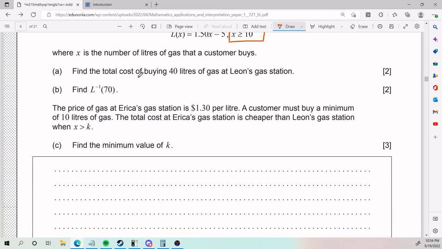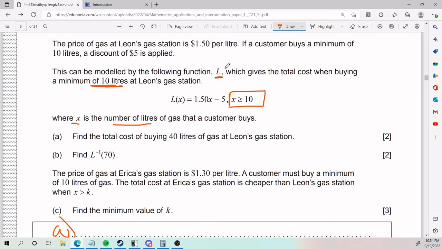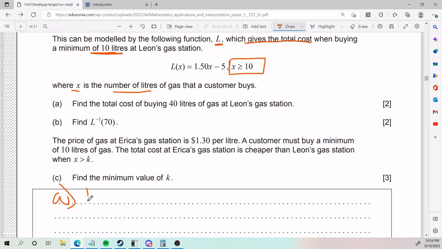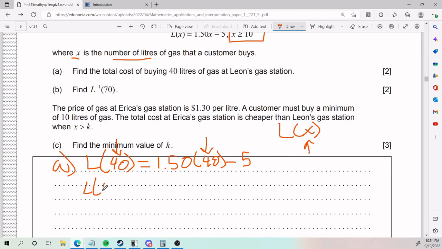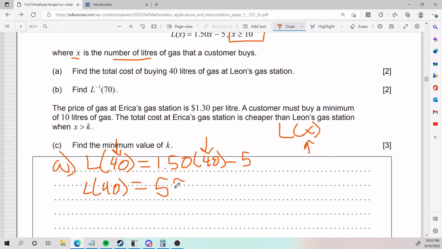Part A. Find the total cost of buying 40 liters of gas at Leon's gas station. All right, pretty easy. If x is the number of liters, then what is the total cost? Well, the total cost is L, because they tell us that L gives the total cost. L of 40 equals 1.50 times 40 minus 5. Anytime they say L of x and you plug in a number for x, that's what it's telling you. So L of 40 is 1.50 times 40, which is 60, minus 5, which is 55. So the total cost of buying 40 liters of gas at Leon's gas station is $55. Don't forget the units, dollars.